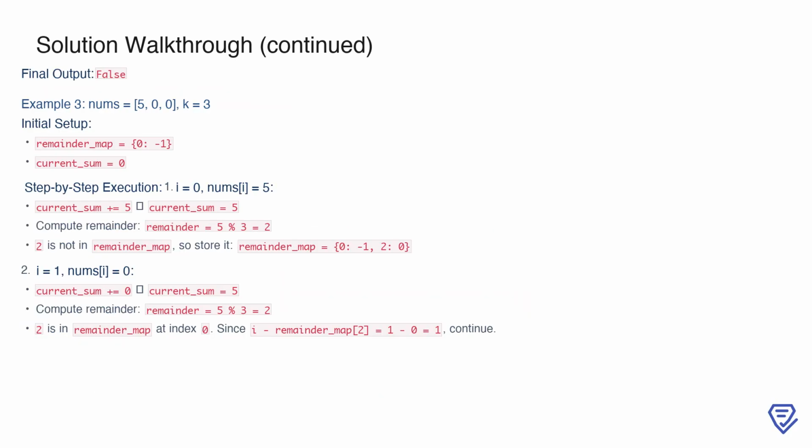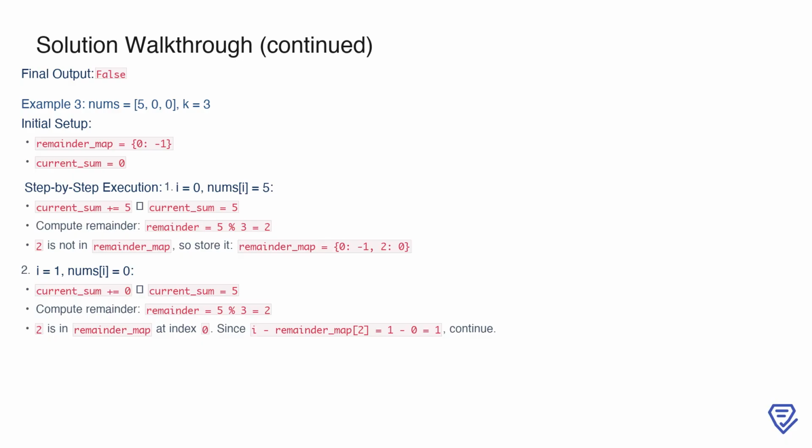In the third example, we are given the array 5, 0, 0, and k equals 3. The initial setup remains the same as before, with remainder_map equals {0: -1}, and current_sum equals 0. For the first element, 5, adding it to the cumulative sum results in 5. The remainder of 5 modulo 3 is 2. Since 2 is not in remainder_map, we store it with the index 0. For the second element, 0, the cumulative sum remains 5 because adding 0 does not change the value. The remainder of 5 divided by 3 is still 2. This time, we see that 2 is already in remainder_map at index 0.